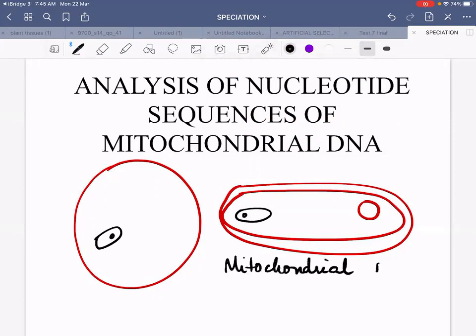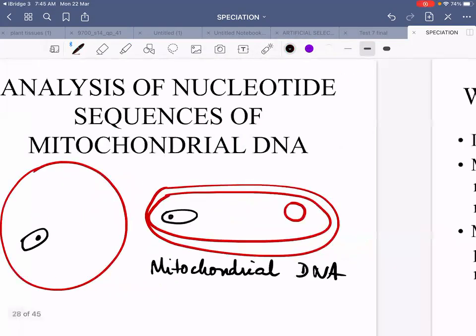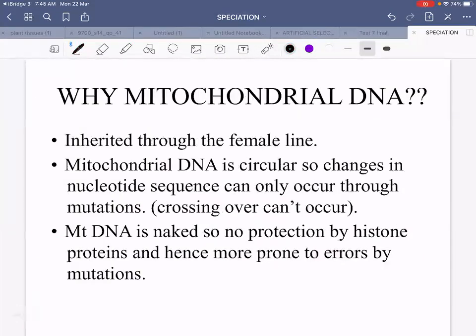Now the question is, why do we choose mitochondrial DNA? And the reason for this is that this is the DNA that is inherited through the female line. That is, the mitochondrial DNA that all of us have, we have inherited it through our mother only. I'll tell you why we have inherited it through our mother. Mitochondrial DNA is circular, so changes in the nucleotide sequence can occur only through mutations, because crossing over cannot happen in circular DNA. Okay?